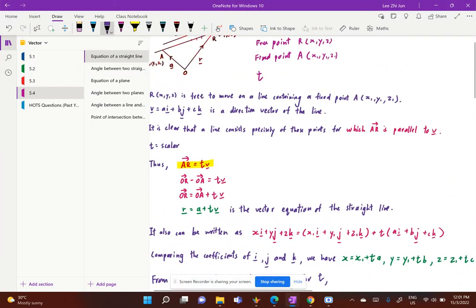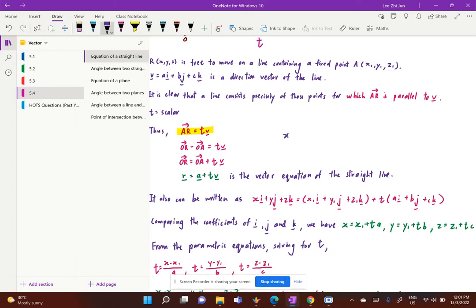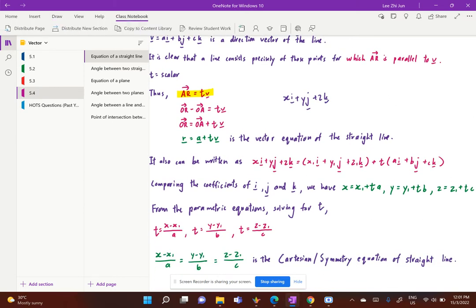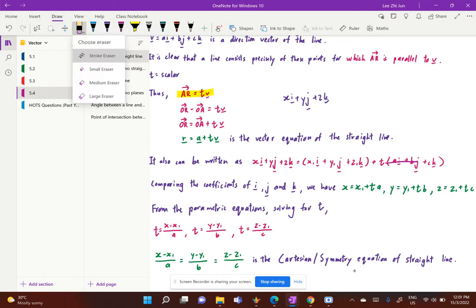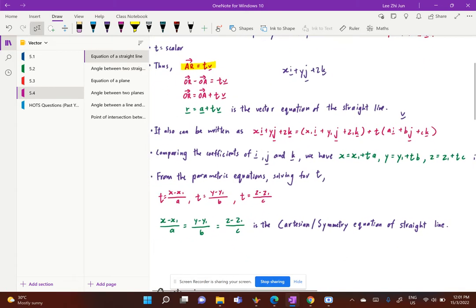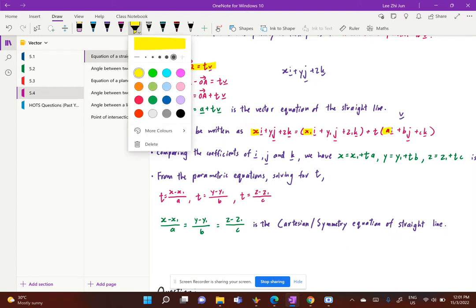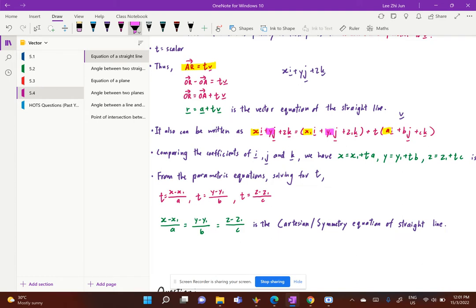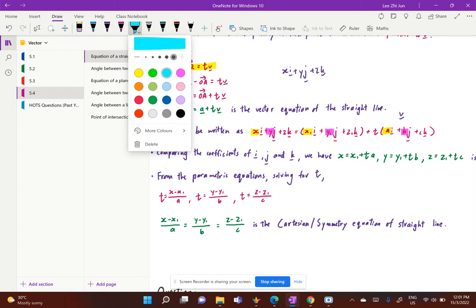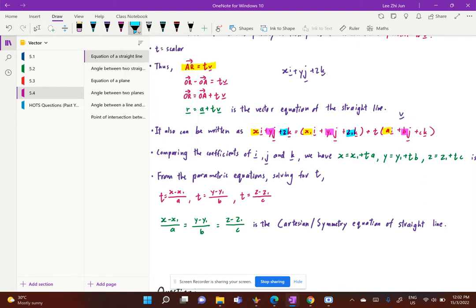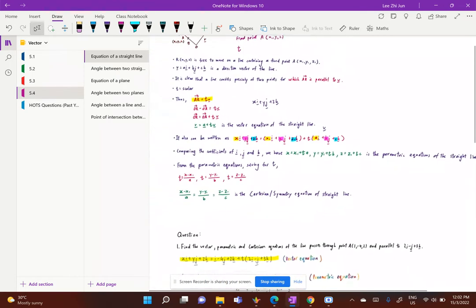For r, just now we said r has the coordinates x, y, and z, so it also can be written as xi plus yj plus zk. A can be written as x1i plus y1j plus z1k. And ai plus bj plus ck is the direction vector, which is v. So we compare the coefficients of i, j and k. So we have x equals x1 plus ta, y equals y1 plus tb, and the last, z equals z1 plus tc. This is the parametric equation of the line.